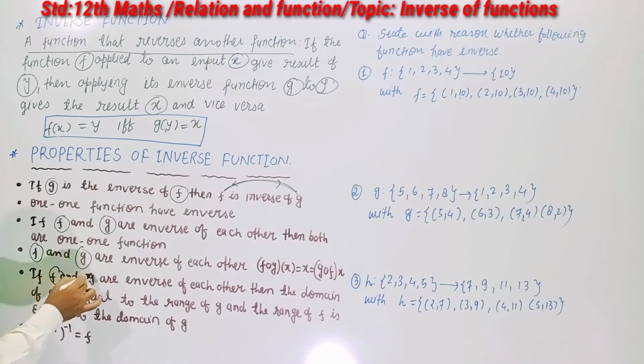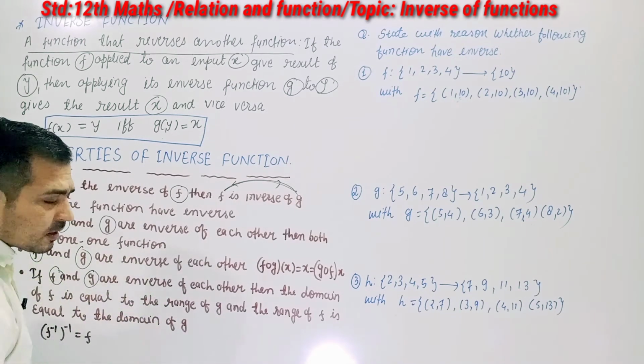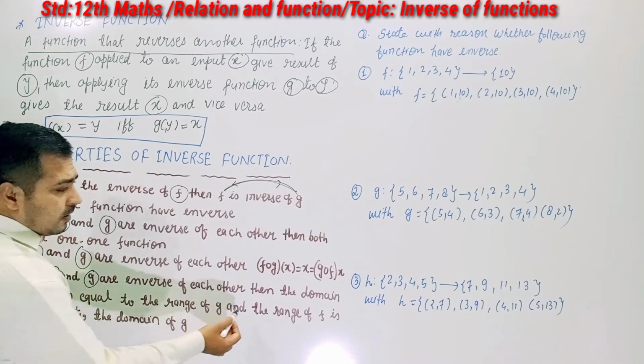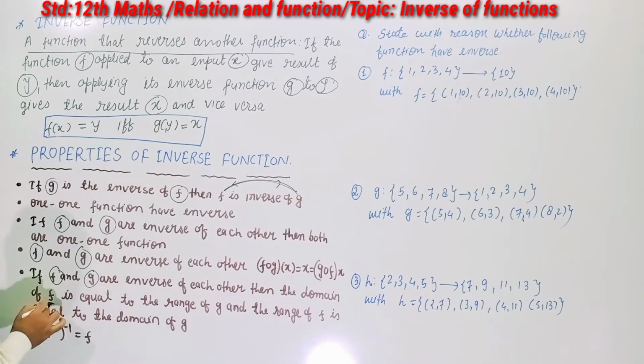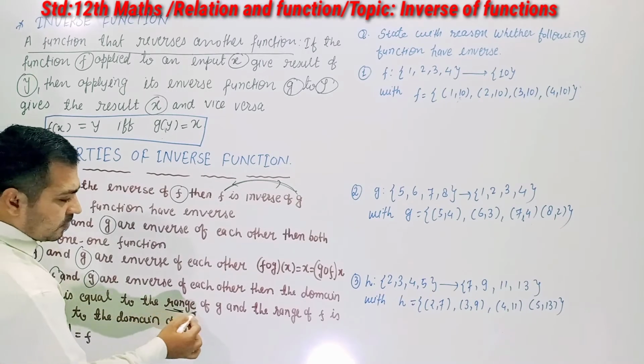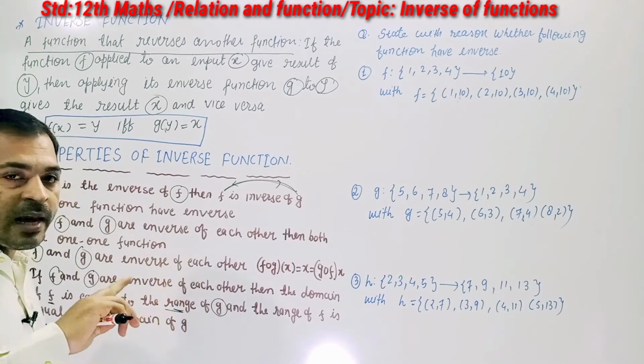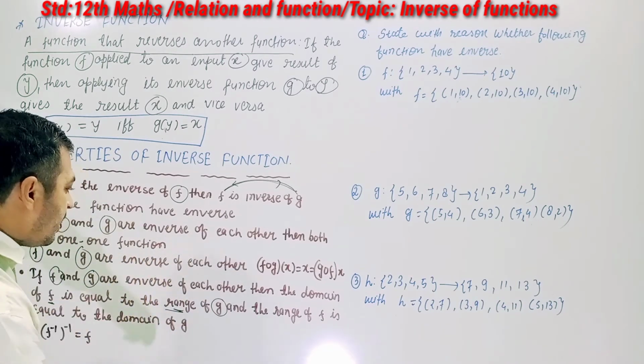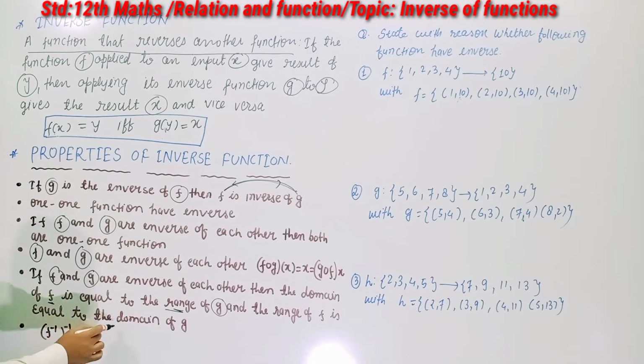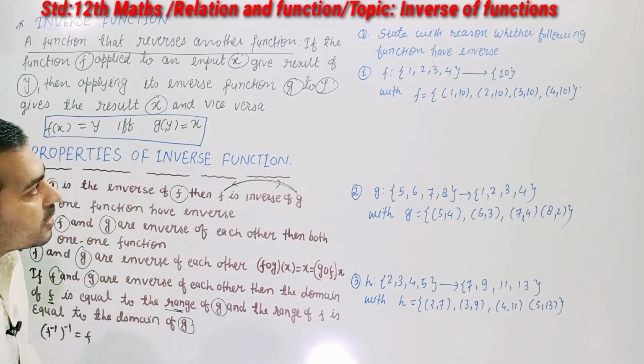If f and g are inverse of each other, then the domain of f is equal to the range of g, meaning the elements will be in one-one correspondence. The range of f is equal to the domain of g. Understood students? So if you take the inverse of an inverse function, you get the original function. Let us see with examples over here, students.